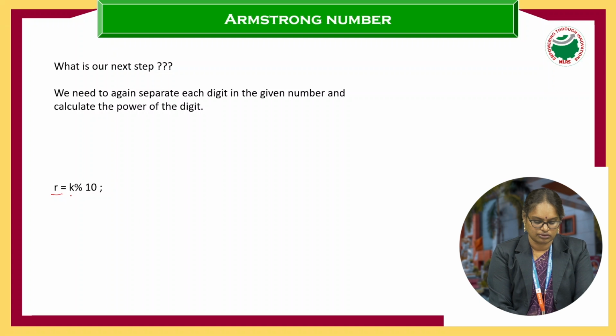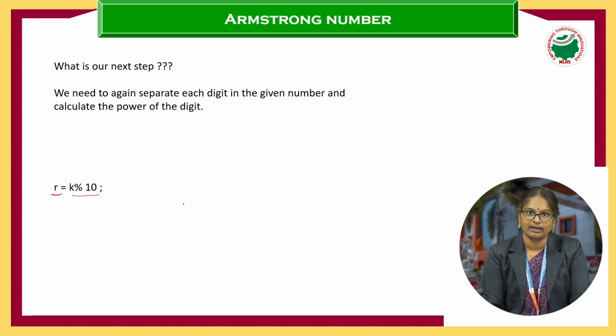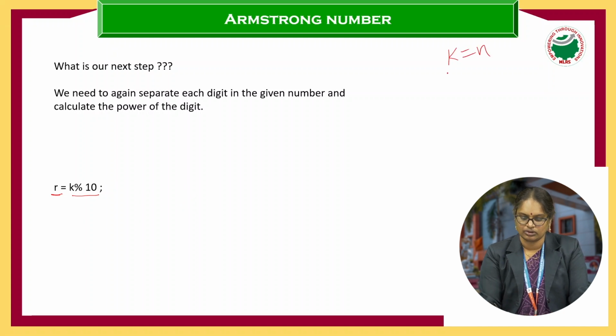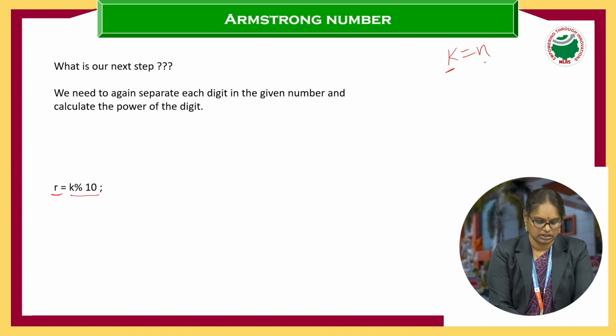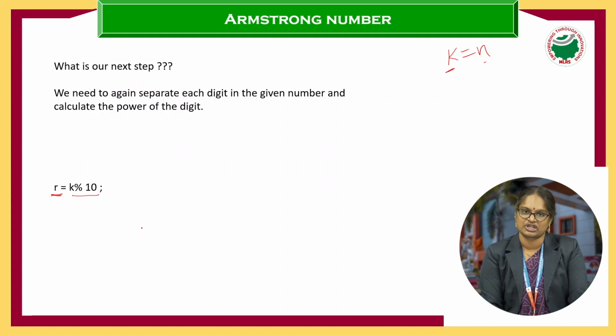R is equal to k percent 10. Why k? Because previously I have written k is equal to n. n doesn't have any value, k I have the value, right? So I can perform only on k, I cannot do it on n. I am doing it on k, okay? k percent 10, R is the remainder I get. Earlier I mentioned it as remainder, now I am mentioning it as R. This is another part of the program.